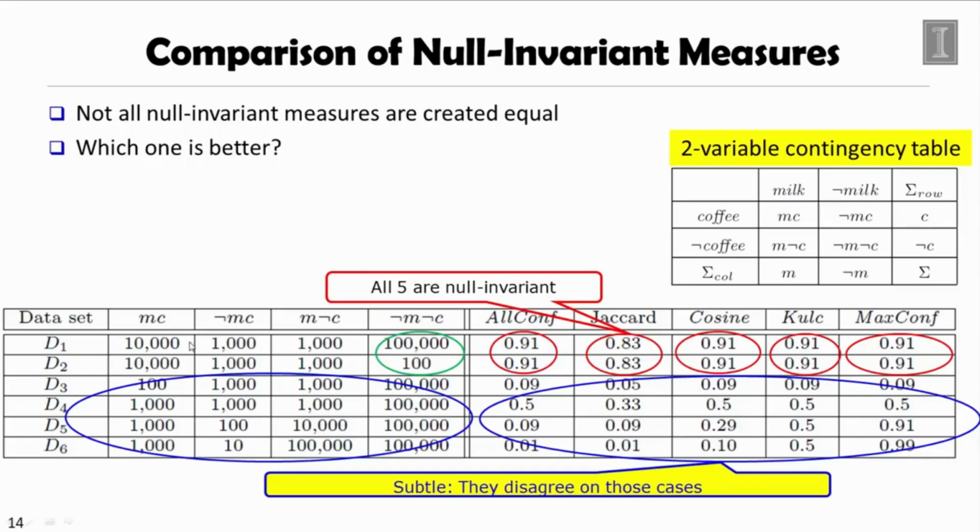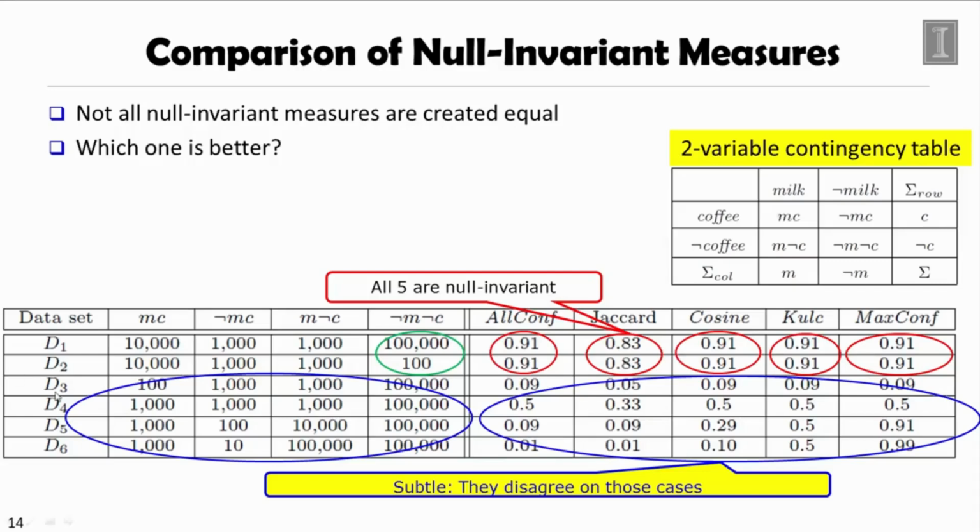But you also can see very likely milk and coffee should get together. They should be positive. In that sense, you probably see all those 5 null-invariant measures give equal value, in the sense that no matter how many transactions are in the null part, they do not change their value. And also they are very close to 1, in the sense these are possibly getting together.